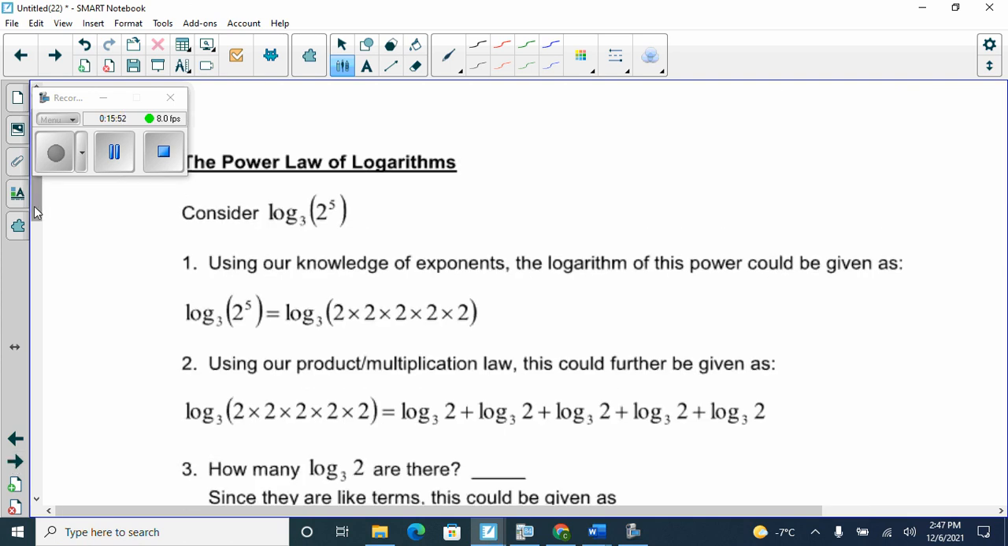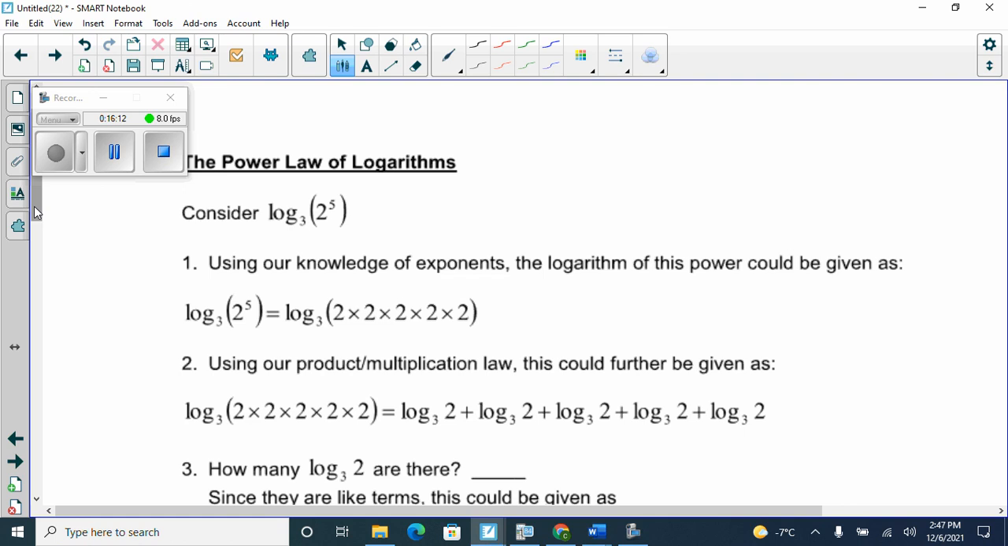Now this is going to show you why the power law works. So we're going to consider 3 times 2 to the 5. Now I told you the power law on Friday, right? I told you the power rule. I told you that you could take that exponent, you could drop it in front if there's a log, or you could take it from in front and drop it up as the exponent if there's a log. I told you that. Well, this is why.